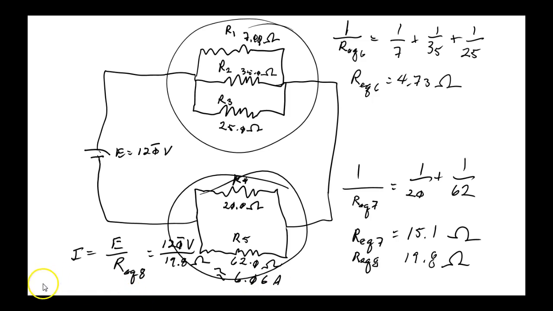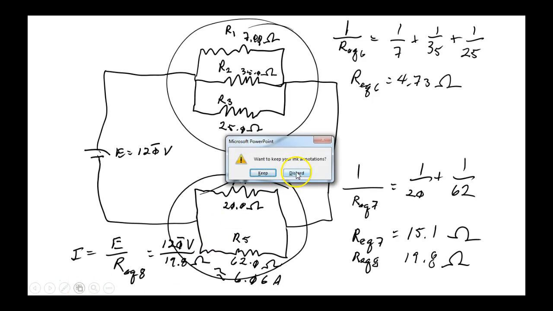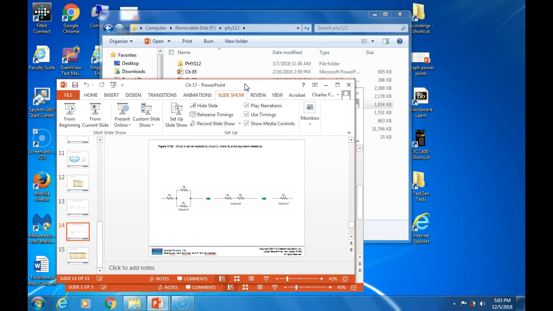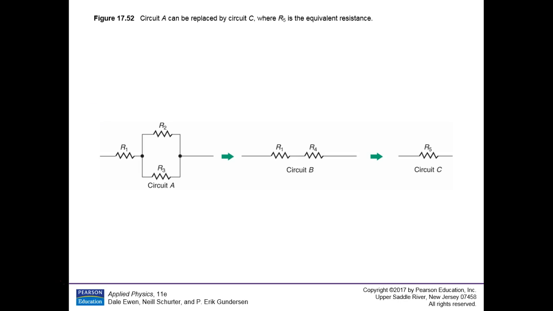Let me end this. Okay. And move to this. This is the last. Okay. This is the last slide in the text. We already did this one.